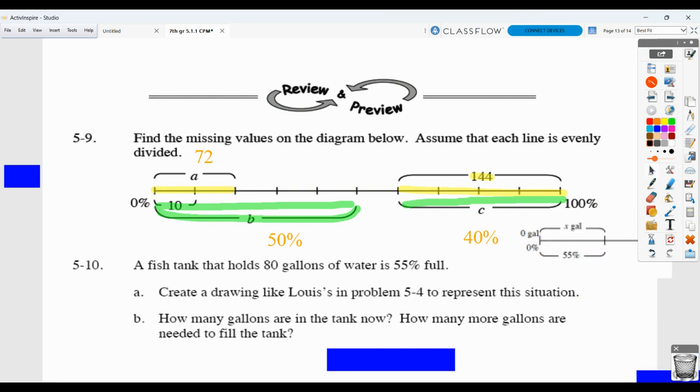Now, they do have here some information that will come into the next problem, but make sure for these you have some work. For 5.10, a fish tank is holding 80 gallons of water and it's 55% full. We have to make a drawing, which is basically what they did here, and then how many gallons are in the tank now, how many more will be needed to fill the tank.